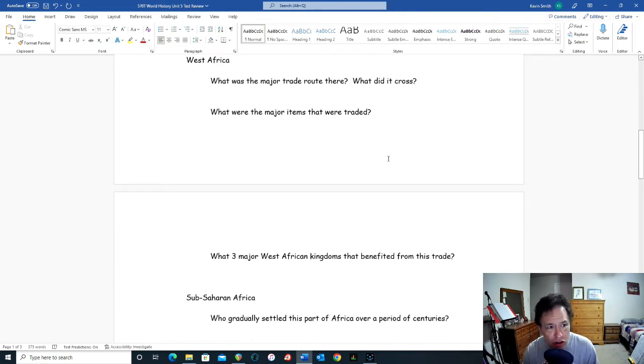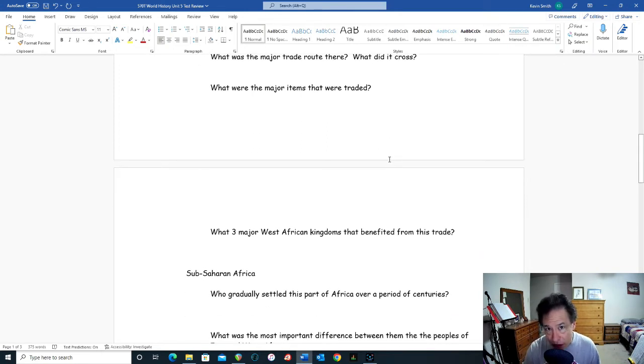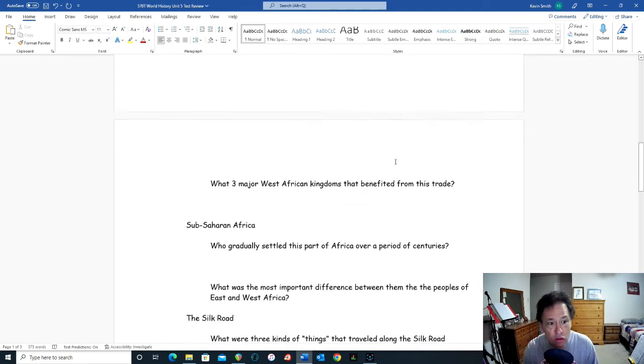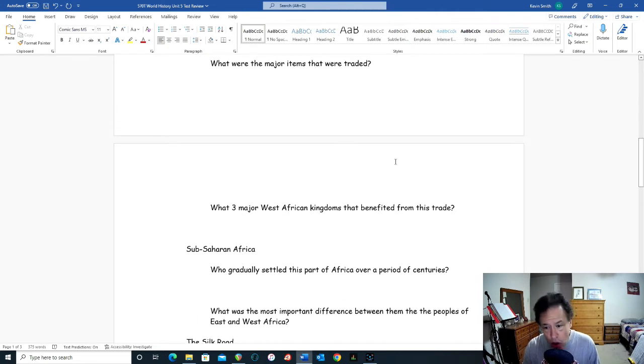So what were major items that were traded in these West African trading kingdoms? You had gold from West Africa, and you also traded salt. Salt was very necessary for survival. And there were many other things that were traded as well, but gold and salt, those are the highest two. We've got this question: who was Mansa Musa?